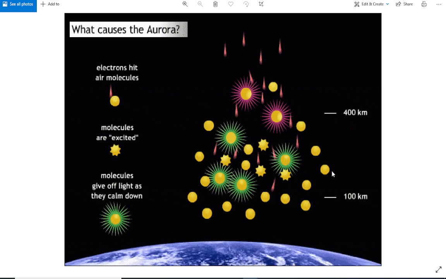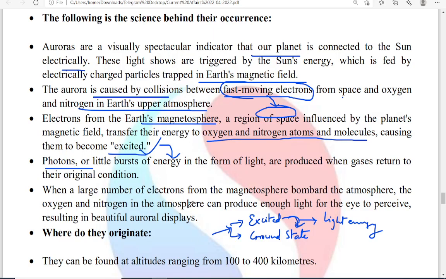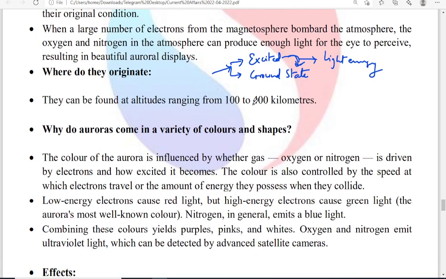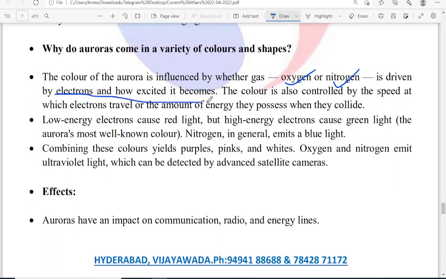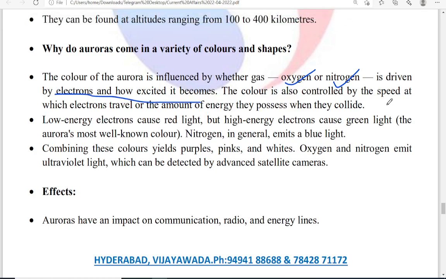Generally this process happens from 100 kilometers to 400 kilometers of the atmosphere. The color of the aurora is influenced by the gases oxygen and nitrogen, and is driven by how excited the electrons become. Why do we see different colors? Oxygen and nitrogen are the basic gases which get excited by colliding with the electrons.